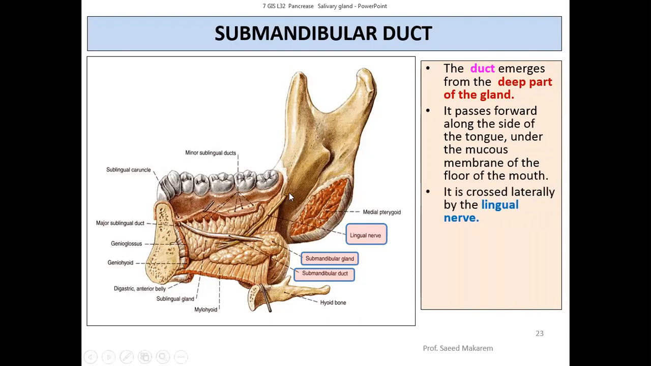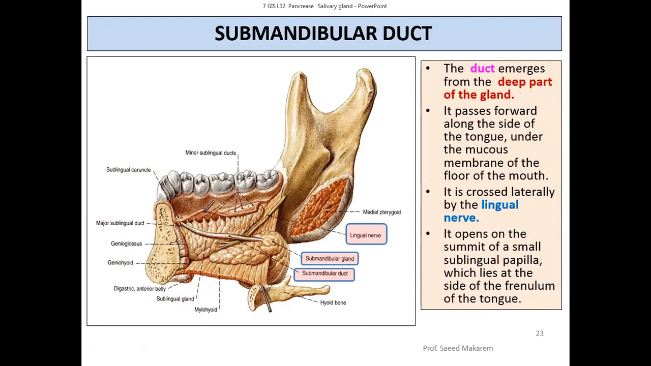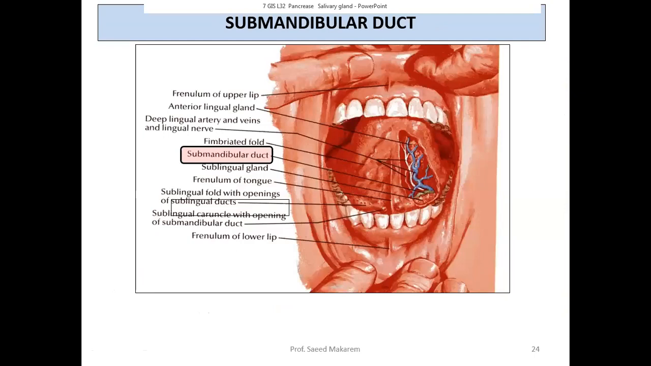A very important relation is the lingual nerve, which supplies the tongue. The lingual nerve is lateral to the duct. It opens on the summit of the small sublingual papilla, which lies at the side of the frenulum of the tongue. If you see here, here is the opening of the duct just beside the frenulum. The frenulum is at the center, and beside it will be the opening of this duct.